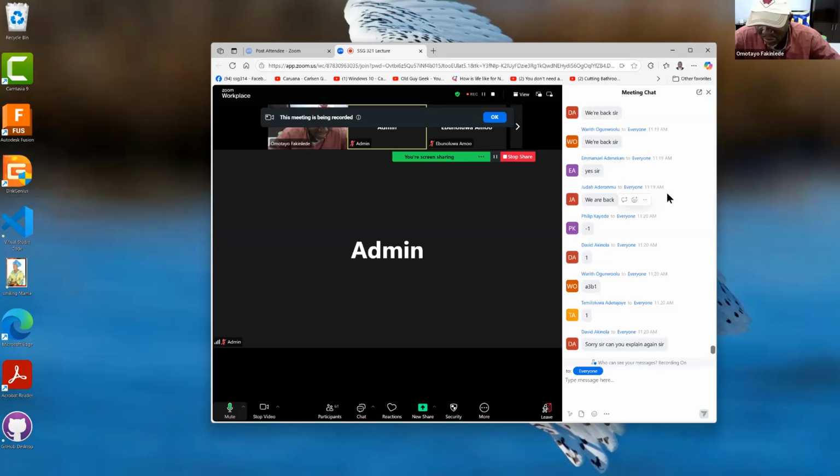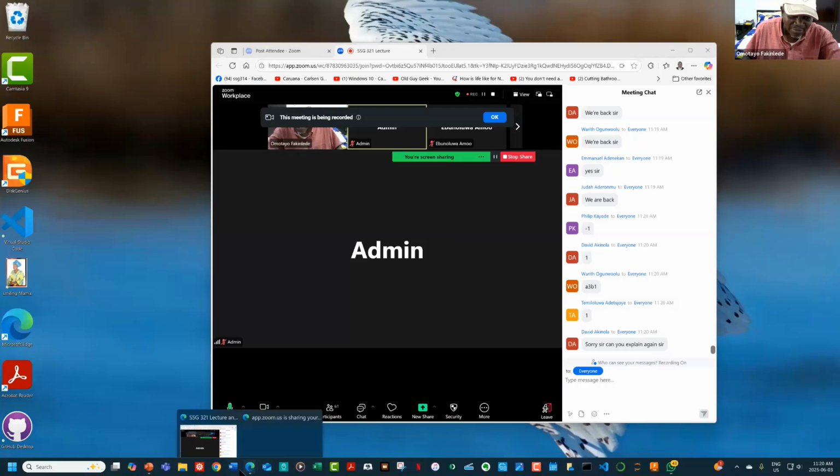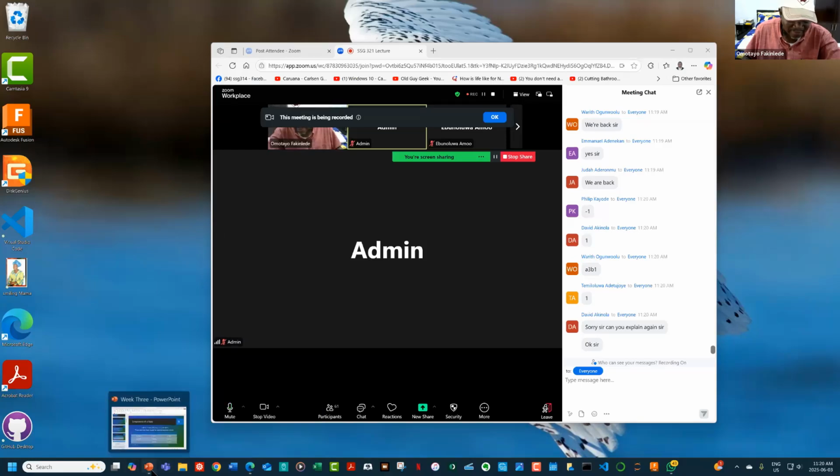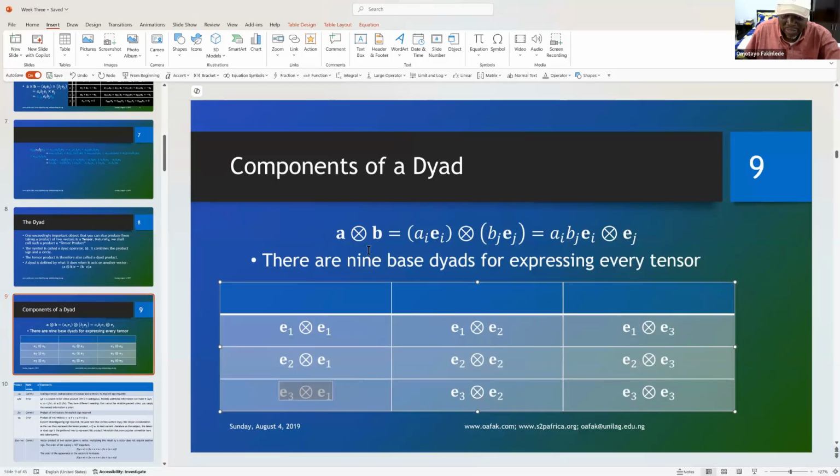Now, since I am not explaining anything, Akiola, I'm just going to give you another question. You are going to tell me the component of another of the bases of the dyad. Look at this expression here. What is the coefficient of E2 dyad E2? You can get that by looking at the first expression there. What's the component of E2 dyad E2?